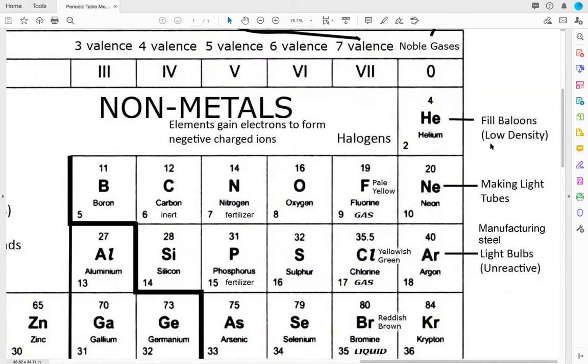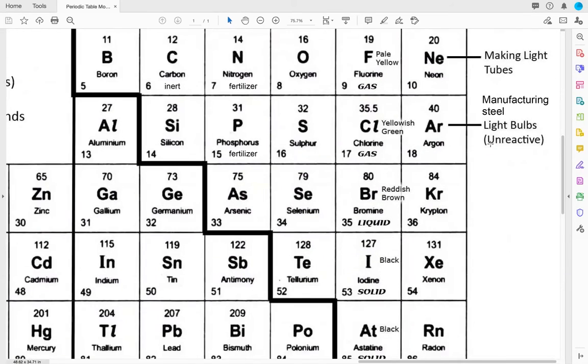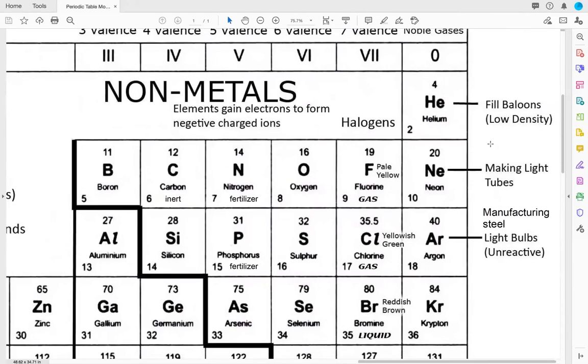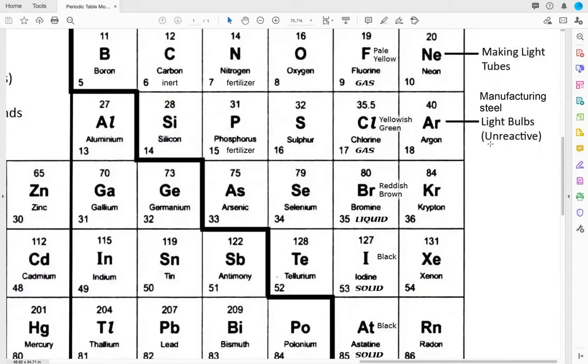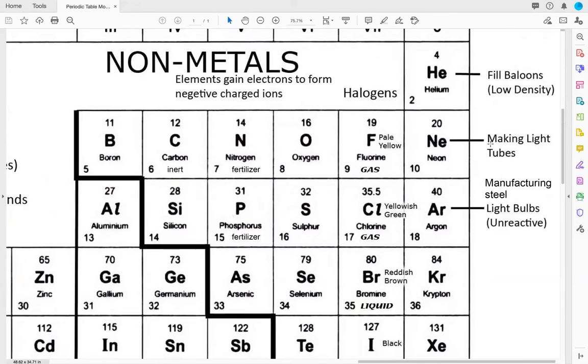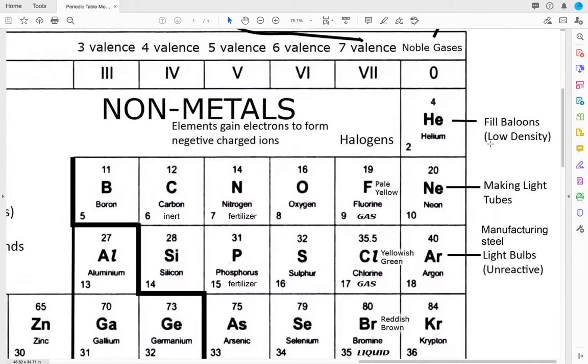Okay. Another state that you need to know about them is that all noble gases are gases, as the name suggests. They're gases at room temperature, which means that even radon and xenon, they are gaseous. Okay, so that is noble gases. Any questions about them or their usage?